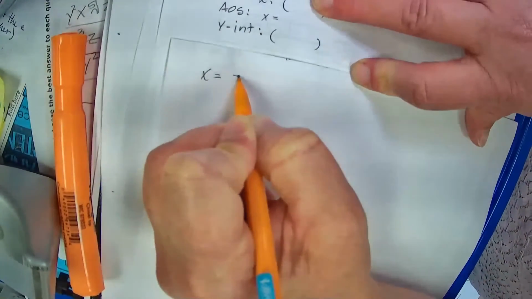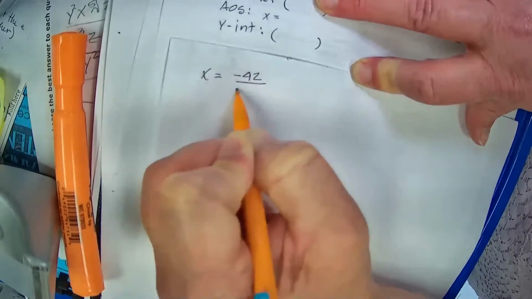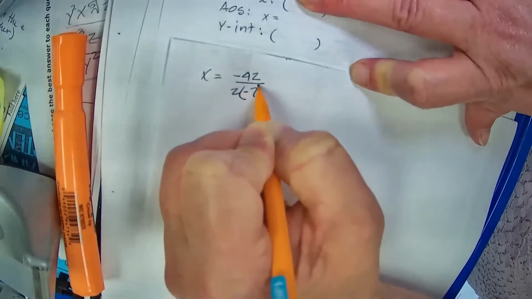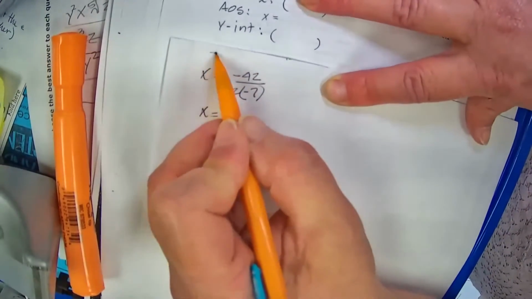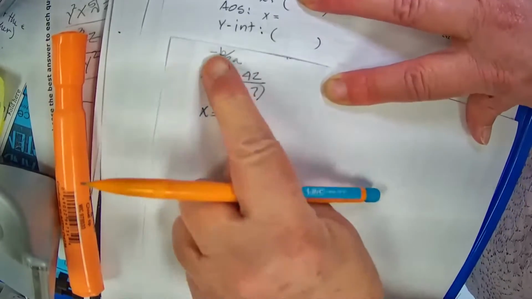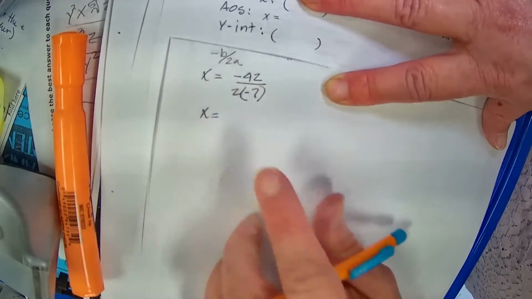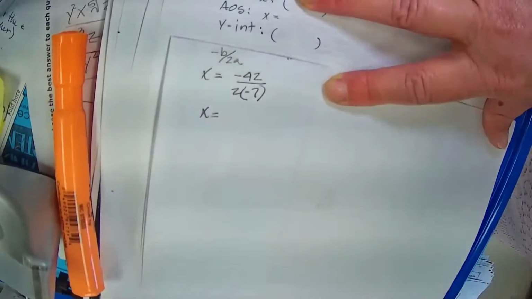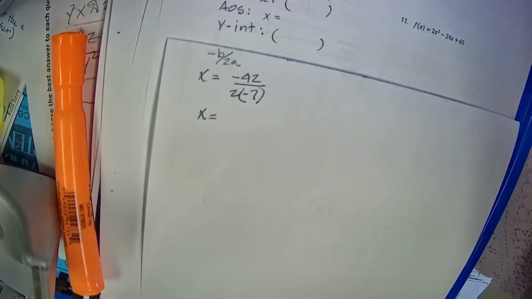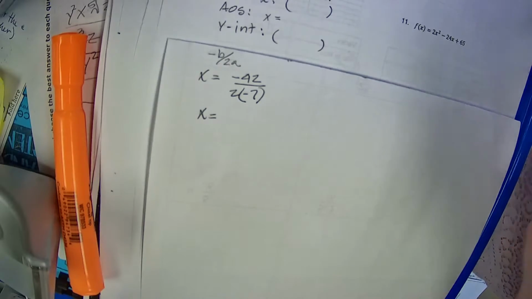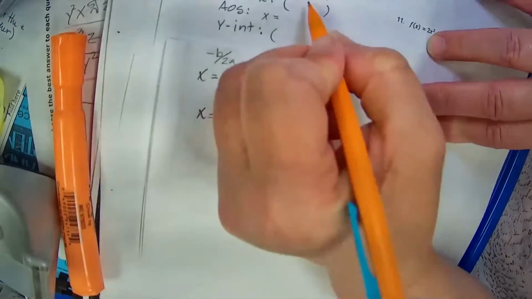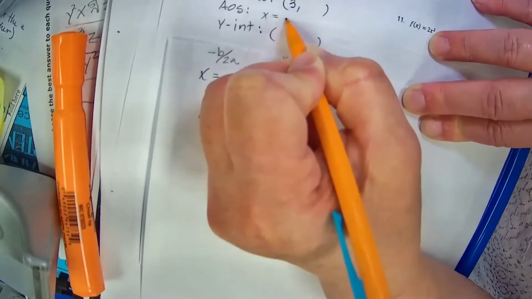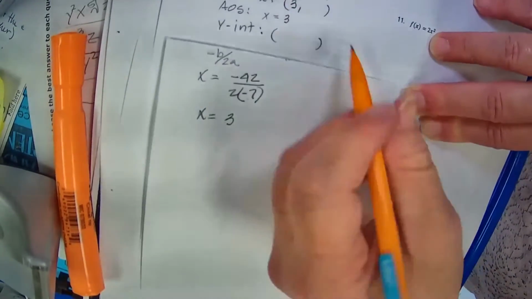All right, so x equals the opposite of b, which is negative 42, over 2 times negative 7. Well, the formula says negative b over 2a, so you have to change the sign on the 42. So 42 divided by negative 14. You're right. A negative divided by a negative is a positive, so it should be 3. So we've got x equals 3 for our axis of symmetry.